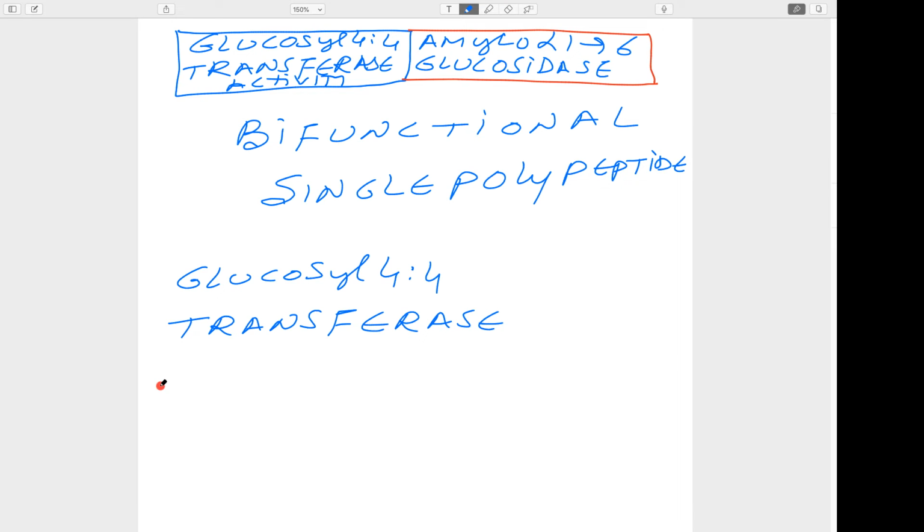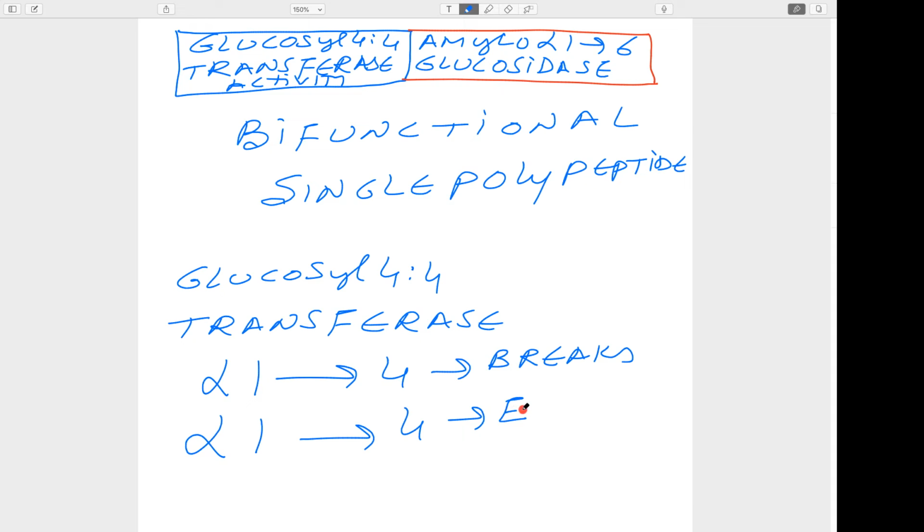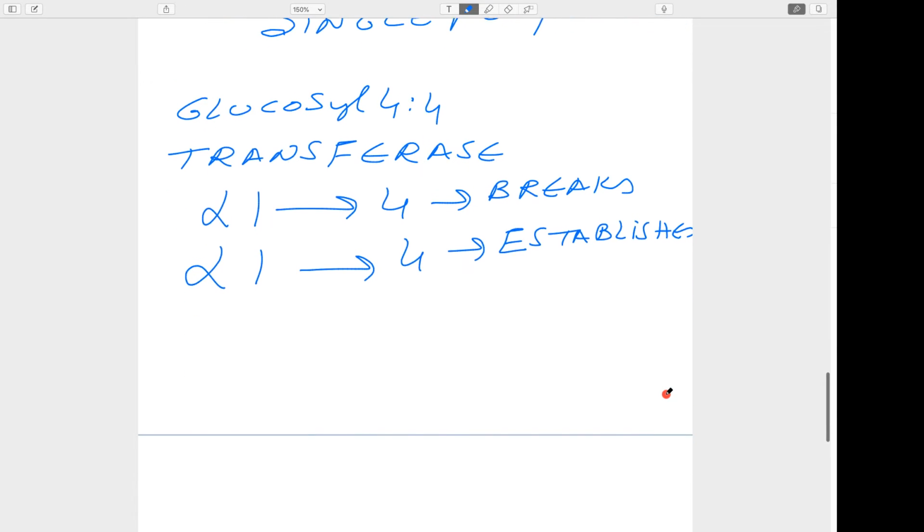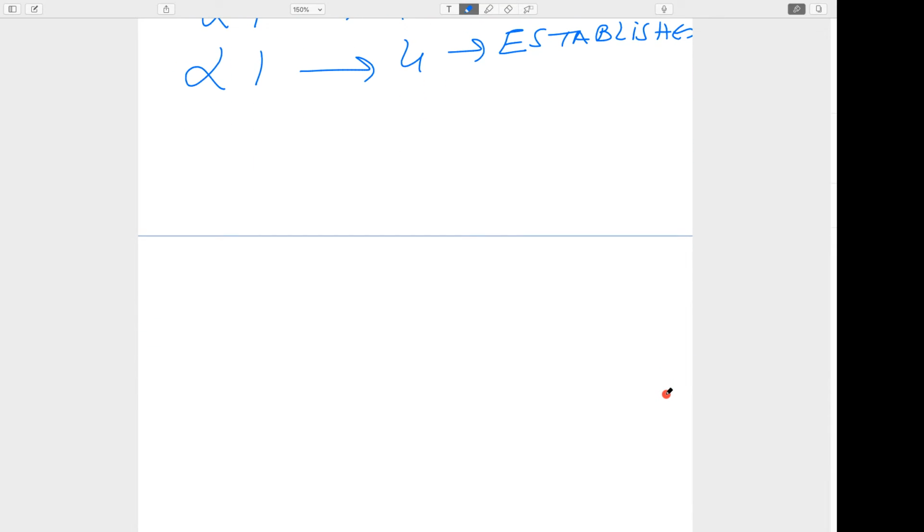What is the role of glucosyl 4,4 transferase activity? This debranching enzyme breaks 1,4 linkages and establishes 1,4 linkages again. This is just the opposite of what happens in the creation of the branching. In the creation of the branching, alpha 1,4 linkages are broken and alpha 1,6 linkages are established.